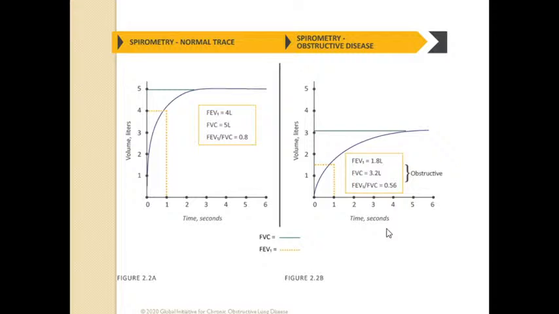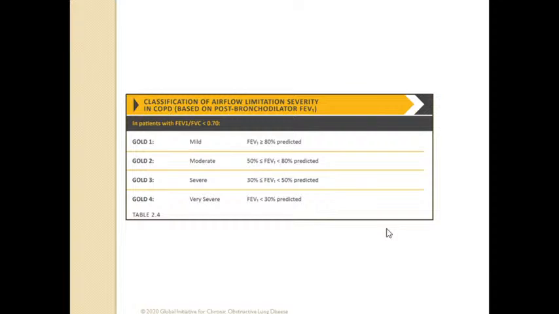And the main spirometry criterion for COPD is the ratio between FEV1 and FVC. It should be less than 0.7. On the right part of this spirography investigation, you can see FEV1 0.56. It means it's typical for asthma. But severity of airflow limitation can be assessed by using FEV1 only.